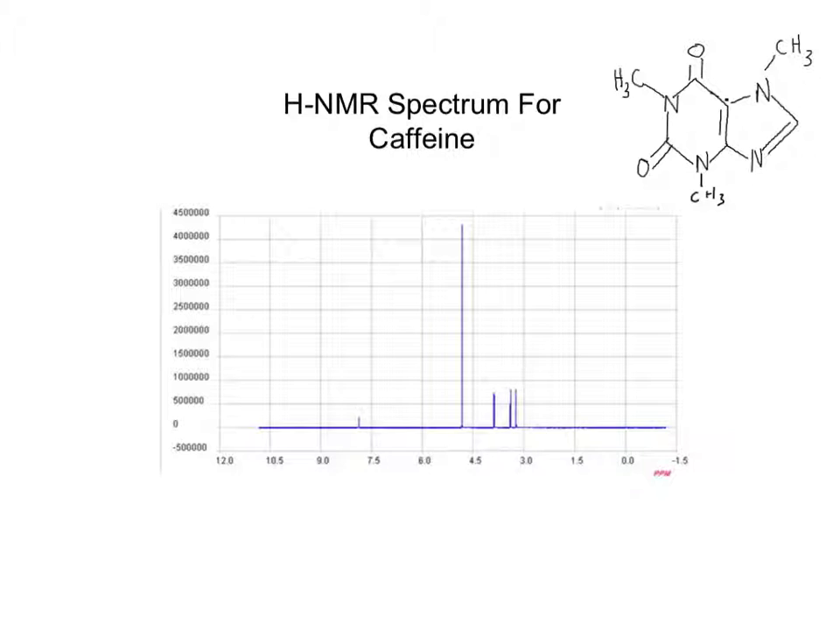And as we can see, the most shielded one would be the one connected to the ring, which would be here. The one that follows would be this one, because it's being deshielded by the double bond here and the double bond here. That would give us this peak here. The following peak, this one here, would be attributed to these H's here, and that is because it's closest to this double bond. The least shielded one would be this one. It's connected to a nitrogen and there are no double bonds here.